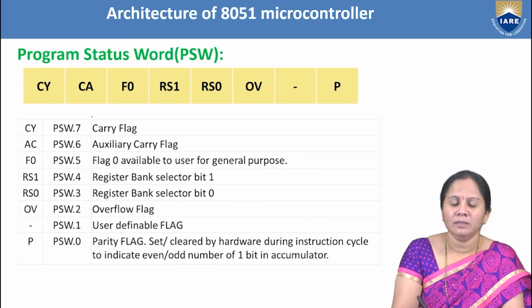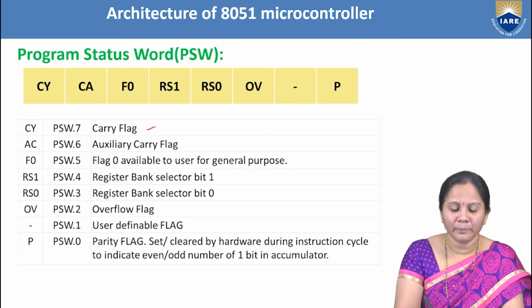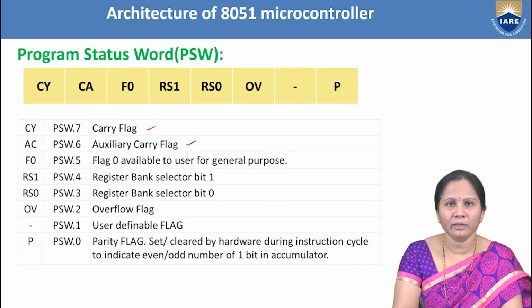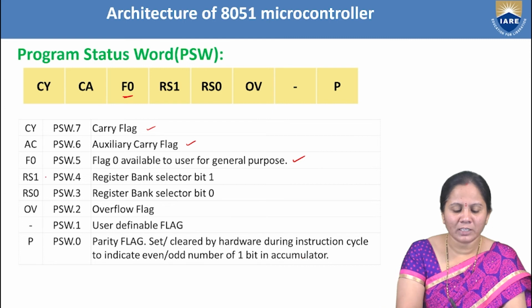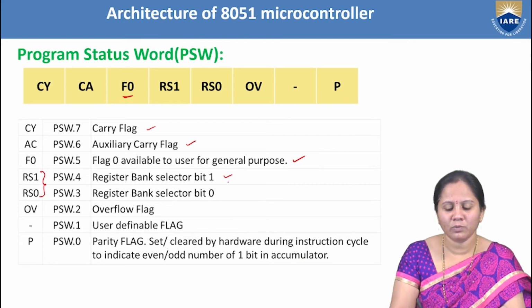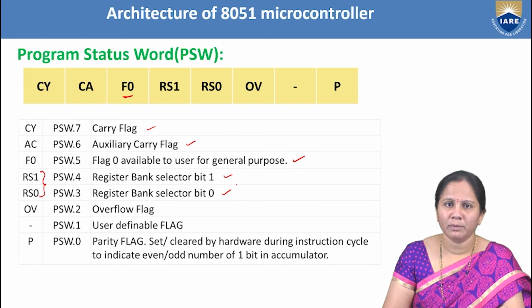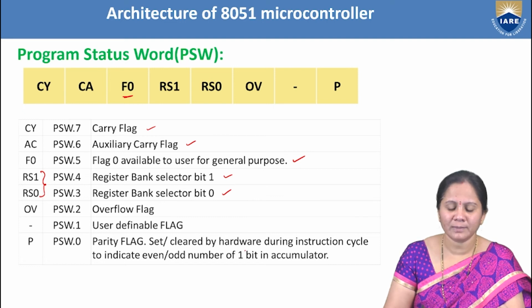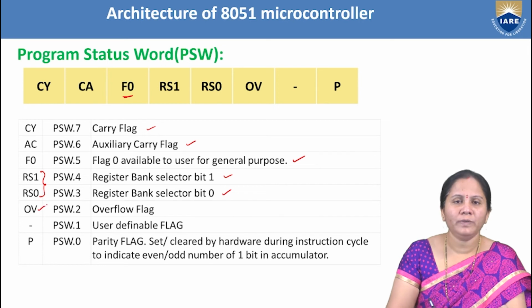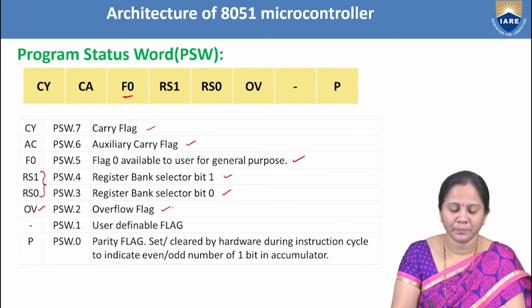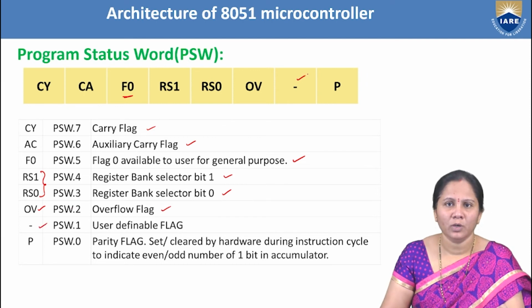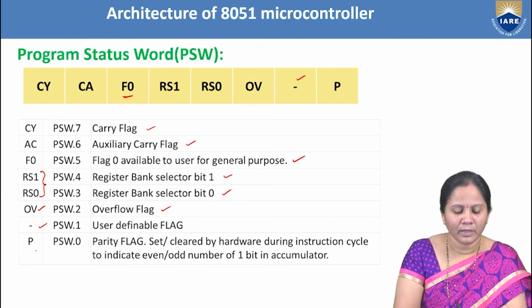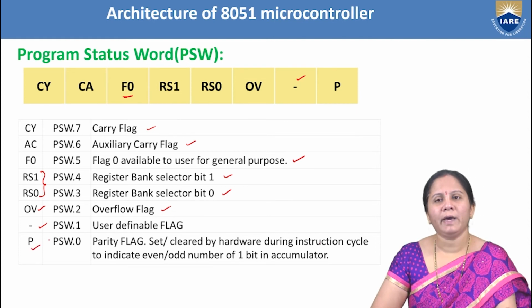So as we have seen, CY represents the carry flag and AC is the auxiliary carry flag, and this F0 bit says flag 0. It is available for user general purpose. The next 2 bits, RS0 and RS1, are used for selecting the register bank. So we have 4 register banks. OV stands for overflow flag. Next here is the bit which is not defined. And here P represents the parity flag.